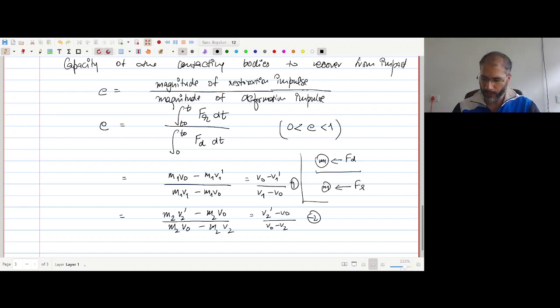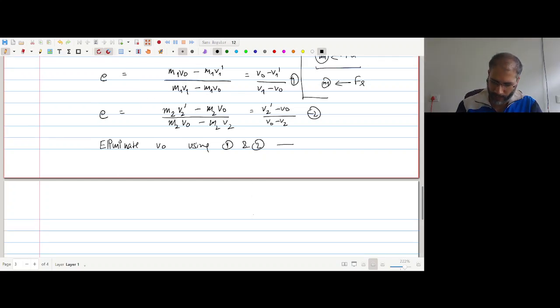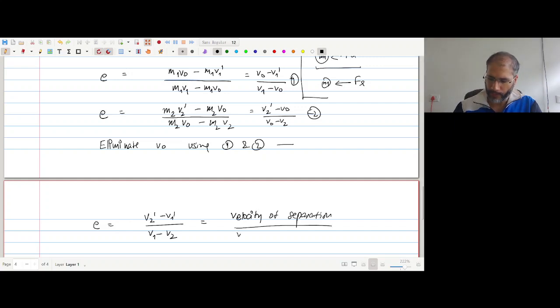If I solve 1 and 2, and remember they both denote the quantity E, I would want to get rid of v naught here, because v naught is an intermediate situation that is not of interest during this discussion right now. So we'll use 1 and 2 to eliminate v naught, and that gives us the expression for E, which is something we have known from our previous understanding of collision. That is equal to (v2 prime minus v1 prime) upon (v1 minus v2), which is nothing but the velocity of separation to the velocity of approach. You can do the algebra yourself.